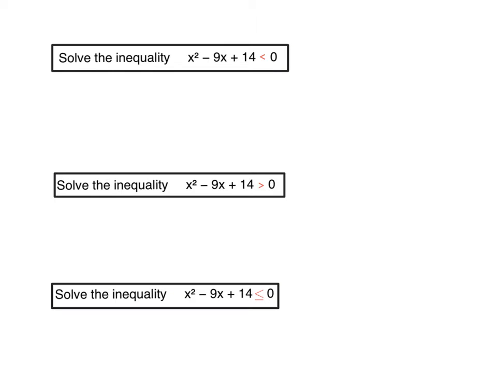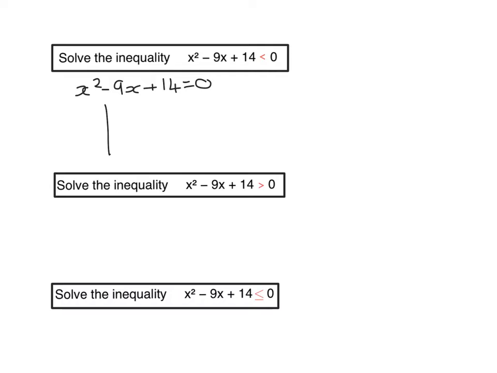Solve the inequality x squared minus 9x plus 14 is less than 0. So the first thing that I'm going to do is swap the less than sign to an equals. Because as soon as you do that, you should recognise it's a quadratic equation and I can factorise this.